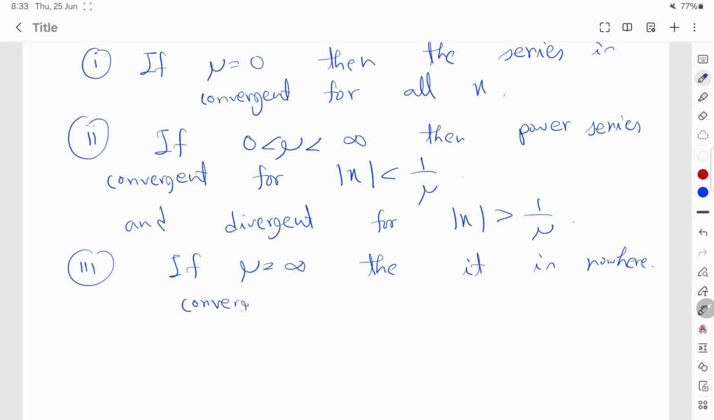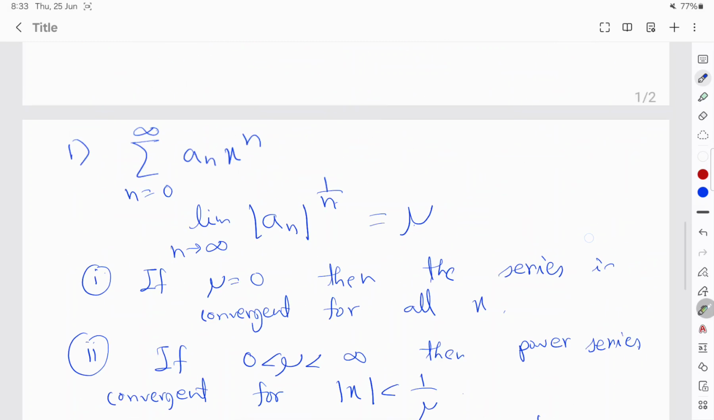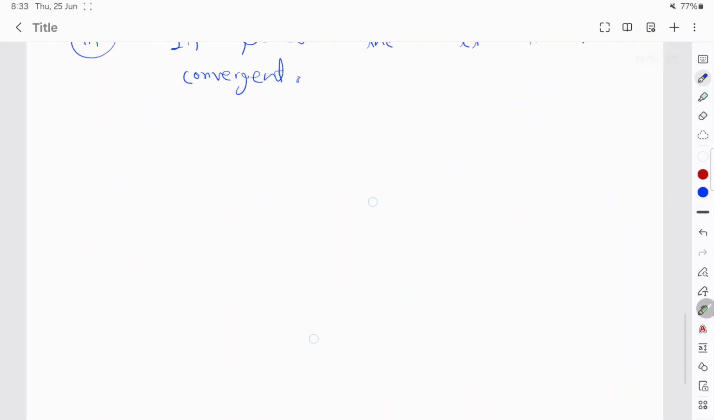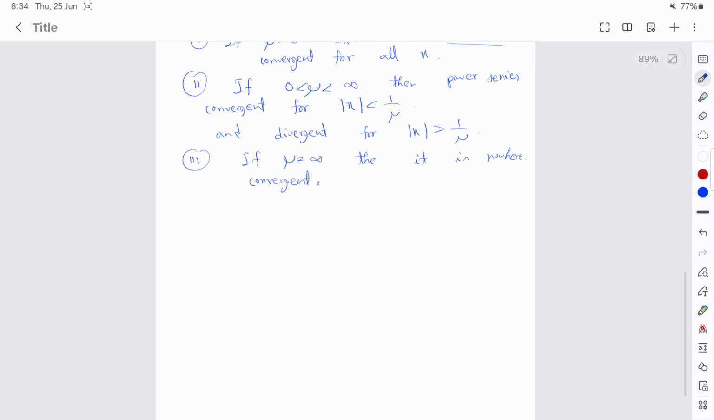Okay, so basically what you have to think, if you are getting mu, you have to take r is equal to 1 by mu. That's the point. If your mu is equal to 0, what is the range you are getting? Mod x less than r, right? That means mod x less than infinity. So that's why it is convergent for all x, right? If your mu is infinity, 1 by infinity is 0, right? So that's why it is nowhere convergent. In this way you have to remember.